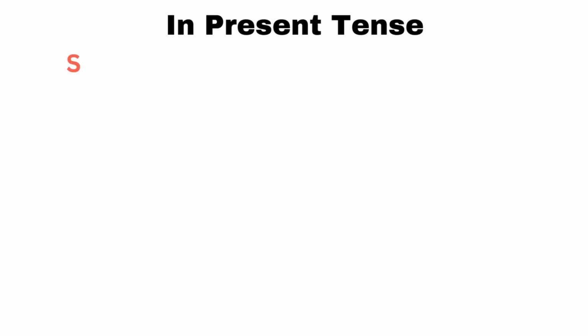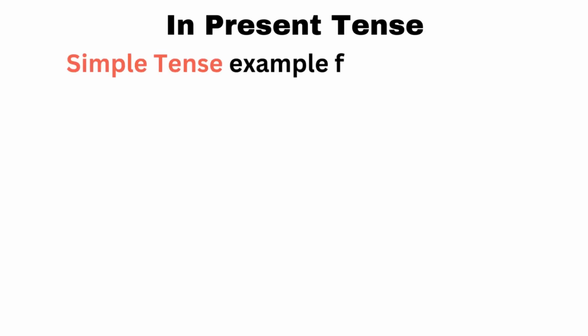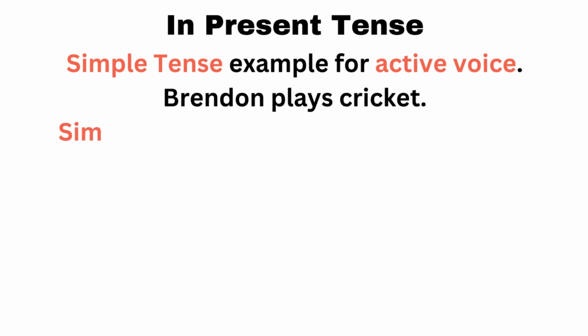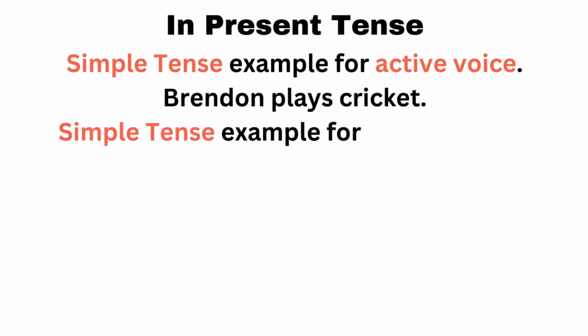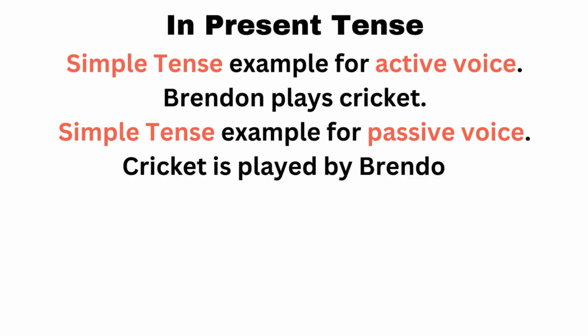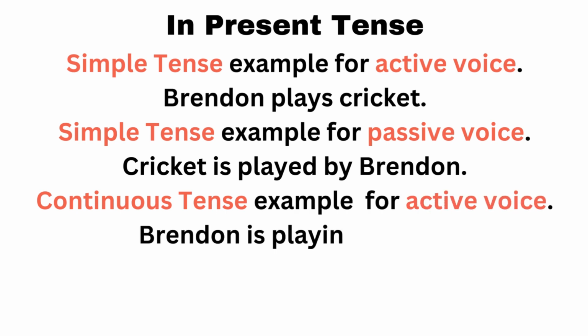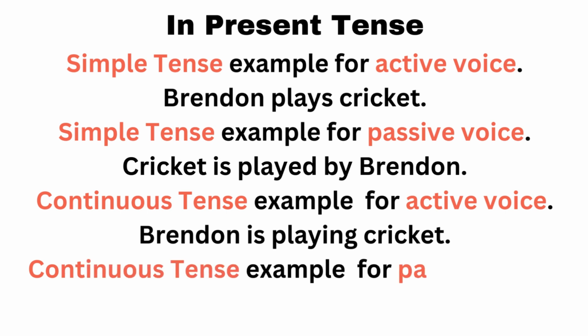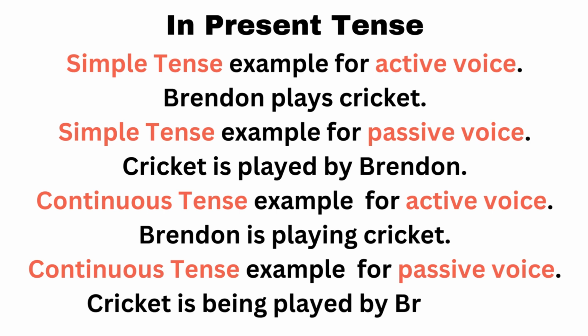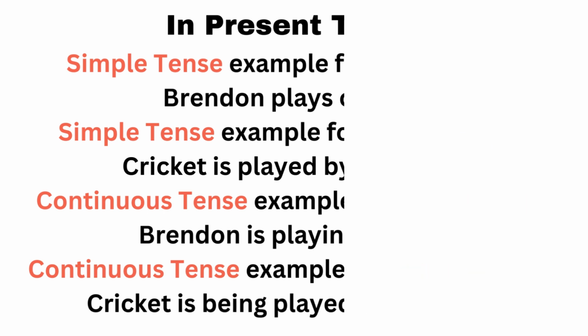In present tense. Simple tense example for active voice: Brendan plays cricket. Simple tense example for passive voice: Cricket is played by Brendan. Continuous tense example for active voice: Brendan is playing cricket. Continuous tense example for passive voice: Cricket is being played by Brendan.